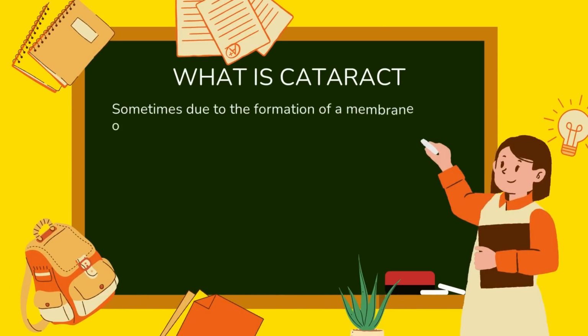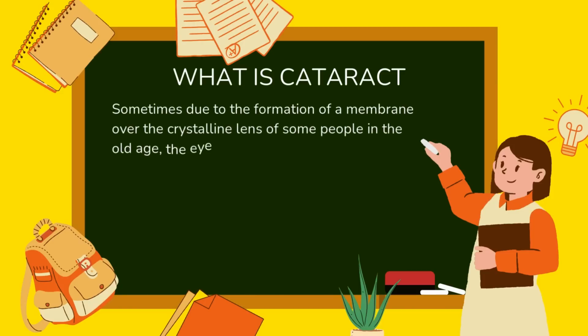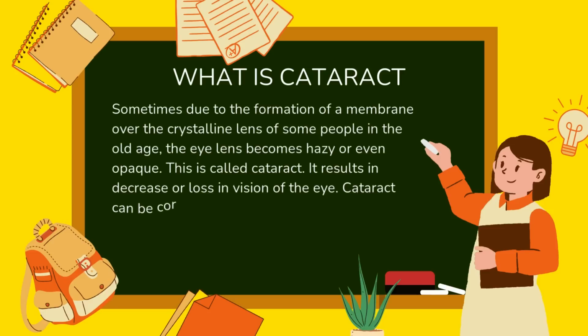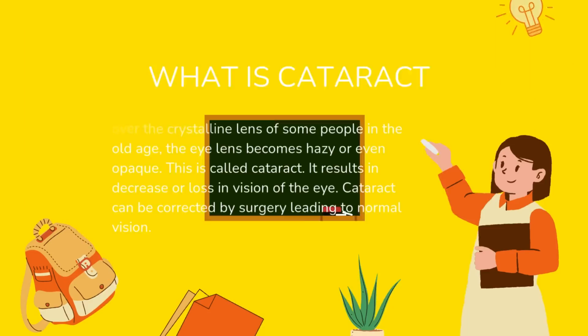Sometimes due to the formation of a membrane over the crystalline lens of some people in old age, the eye lens becomes hazy or even opaque. This is called cataract. It results in decrease or loss in vision of the eye. Cataract can be corrected by surgery leading to normal vision.